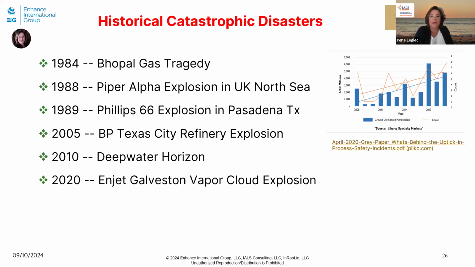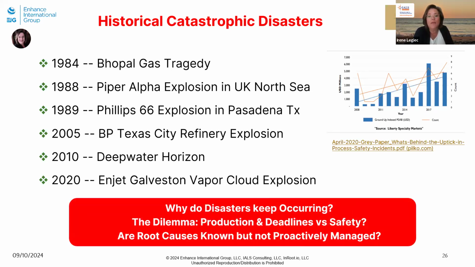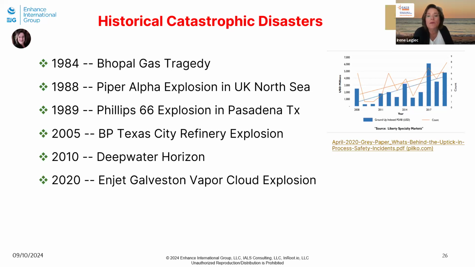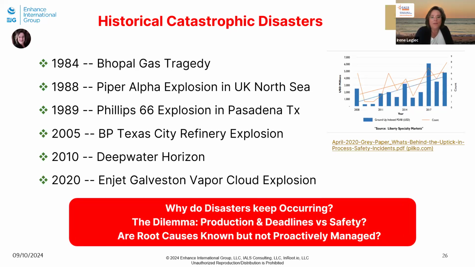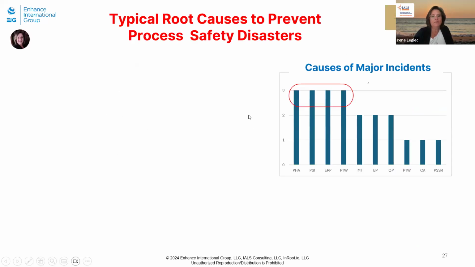And so these are not going away. And if you take a look at the item on the right, even in the last couple of years, you can see the trends are increasing. And so the question is why? Why do these keep occurring? Are we just driving for production and deadlines versus safety? We've all heard of that one person who's like, nah, keep going. Are there root causes known, but we're not proactively managing them? So this is something that folks need to really think about, especially as they take this message back to their work areas: how is their work area recognizing hazards and doing something about it to prevent disasters from occurring?